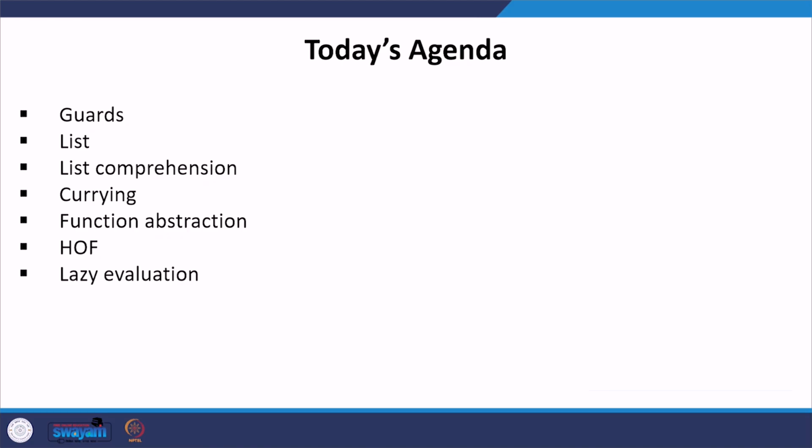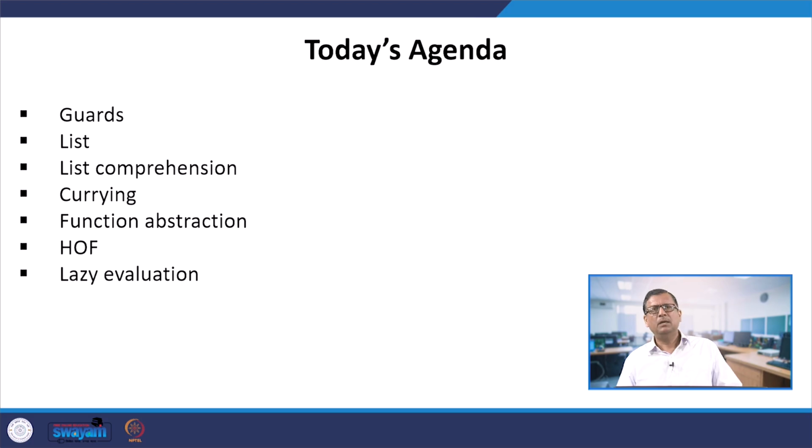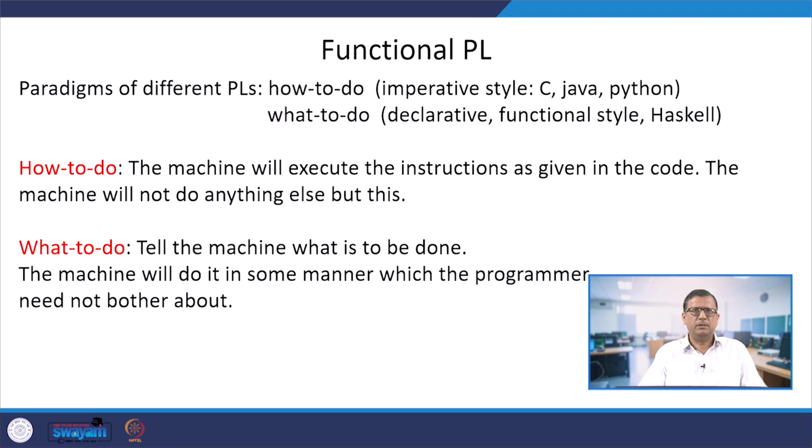For this, we first discuss the difference between functional programming and the imperative style of programming, discuss certain features of Haskell, and also see how function abstraction, application, lazy evaluation of functions, currying, and lists are implemented in Haskell. There are different paradigms of programming languages.